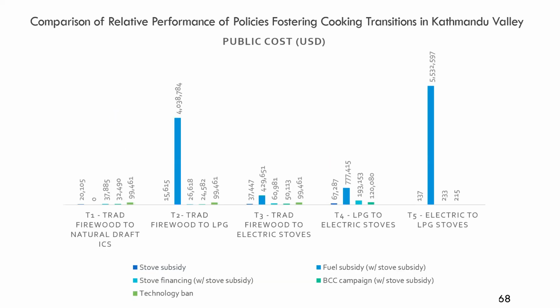Fuel subsidies for LPG and electricity have the highest private net benefits, but these have public costs that are an order of magnitude higher than the other interventions. The next most expensive policy option is the firewood ban for transitions 1, 2, and 3. And the third most expensive policy intervention is the stove subsidy with stove financing.